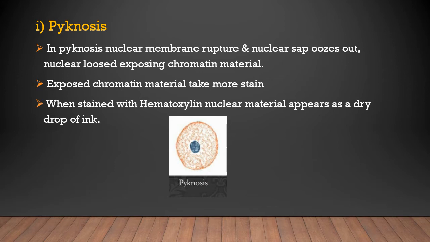When it is stained with hematoxylin, the nuclear material appears as a dry drop of ink. It means the nucleus has ruptured and the nuclear sap has oozed out. This condition is pycnosis, and it is the first nuclear change in necrosis.